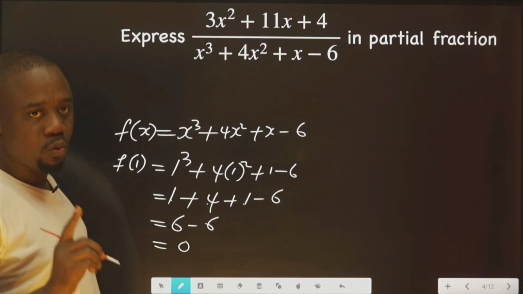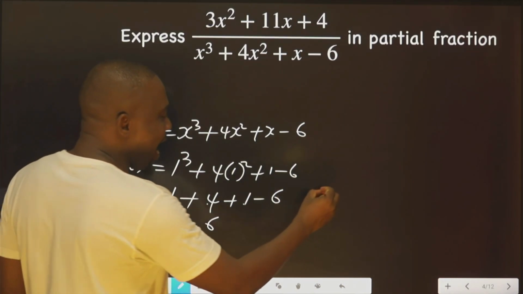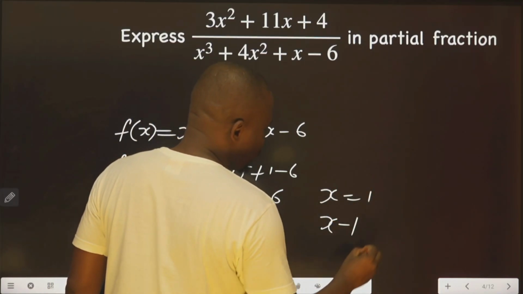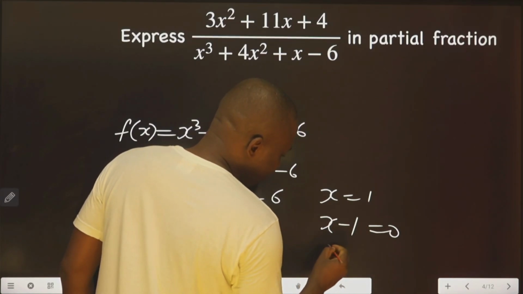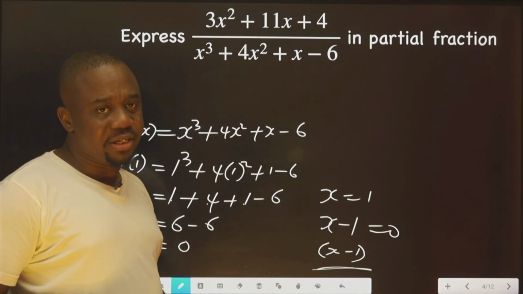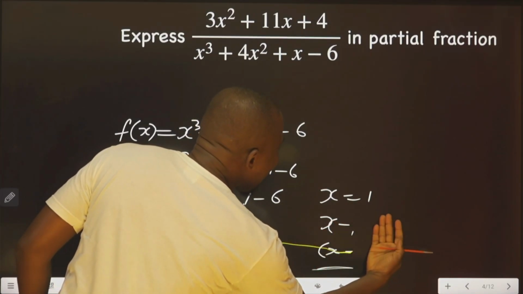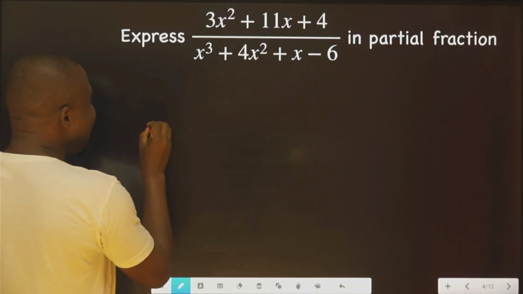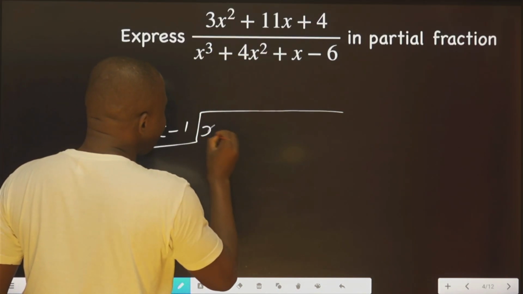It means 1 is a value of s. If s is equal to 1, we bring this to this side to have s minus 1 equal to 0. Therefore, you can write s minus 1 as a factor of this denominator. Now that we know this is a factor of the denominator through trial and error, we can go back to the denominator and divide everything here by s minus 1, that is your factor.